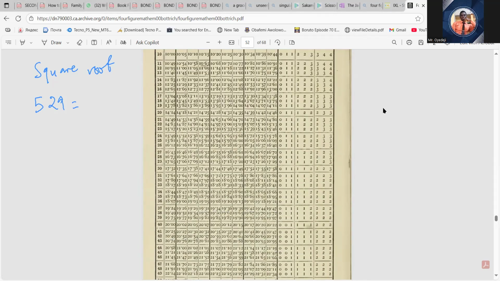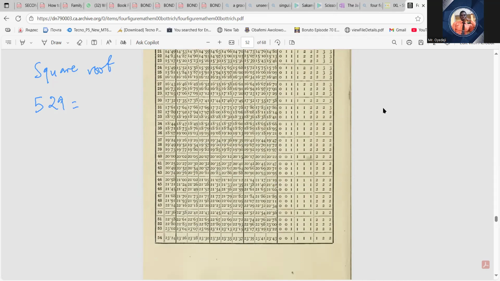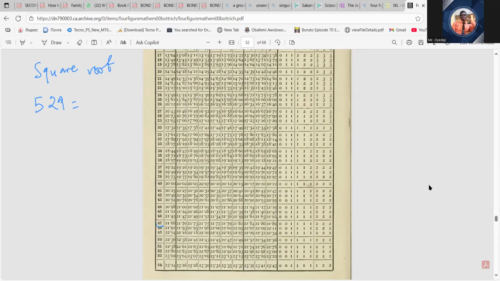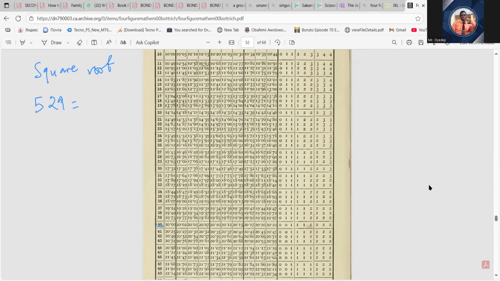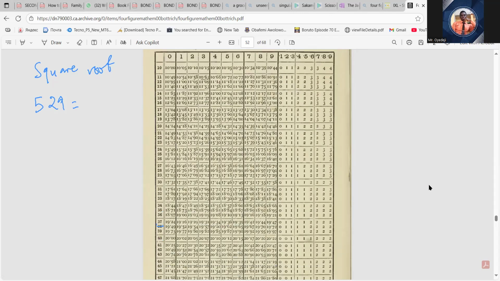So we have 52. We just do 52, and we have 9. Under 9. Let me scroll up a bit so you can see where the 9 is. 9 is the last column. Can you see that? 9 is this last one here.